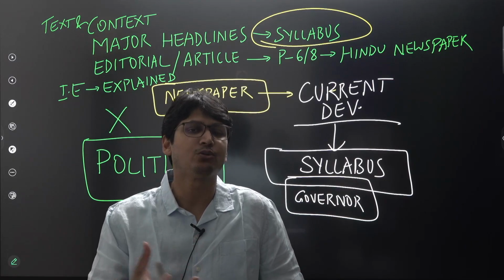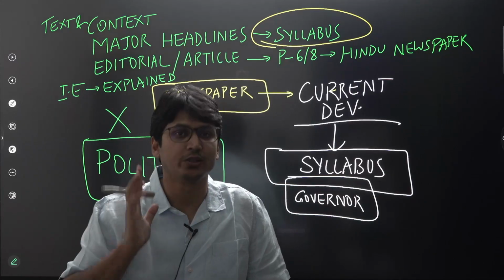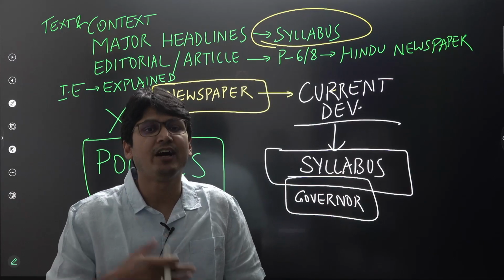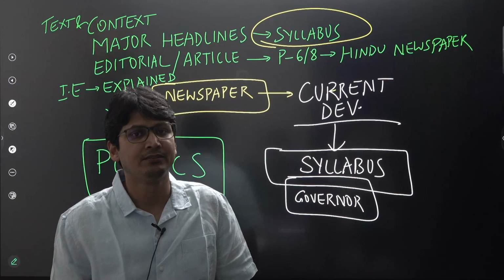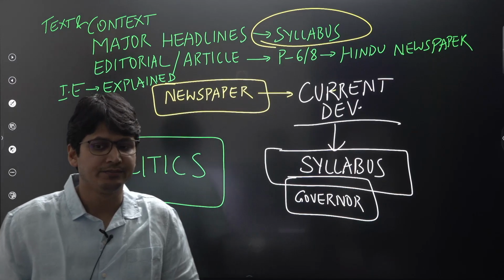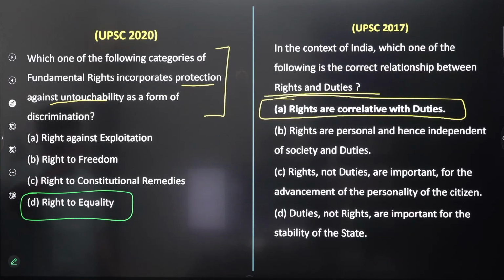If it is Constituent Assembly, what does constituent mean? If an amendment is happening, why is it happening? What is the need for an amendment? What necessity has arisen for the amendment? Okay? Let's move further.